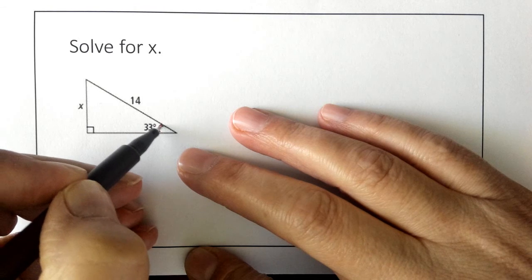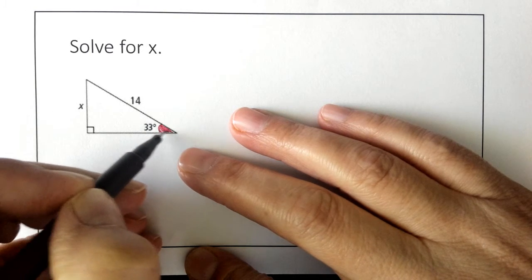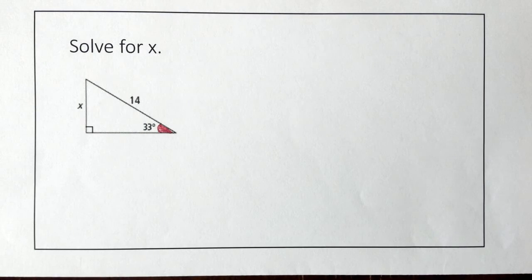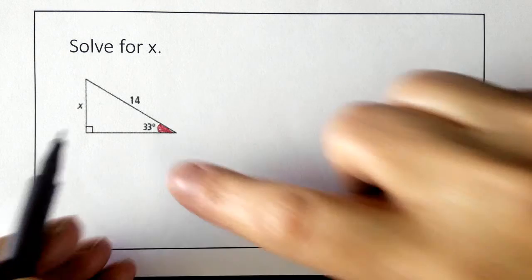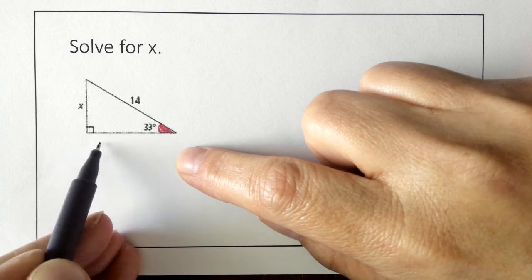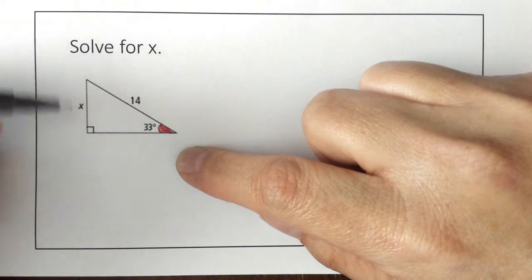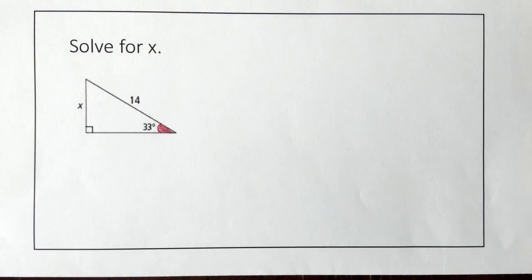33 is the degree measure of this angle. It is not a side length. That is an angle measure. We can't use Pythagorean theorem here because for Pythagorean theorem to work, you would have to already know two side lengths. We don't know this side length. We don't know this side length. We don't have enough known sides to use Pythagorean theorem.